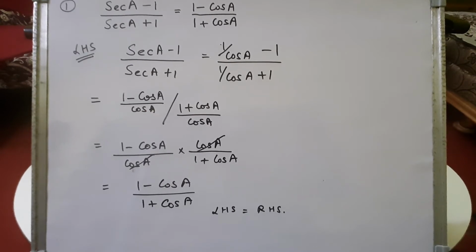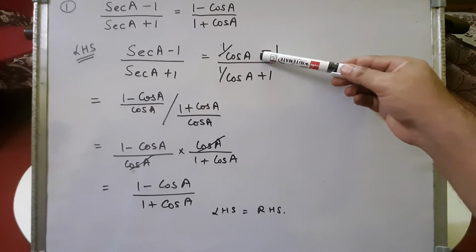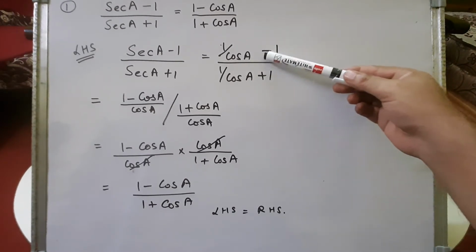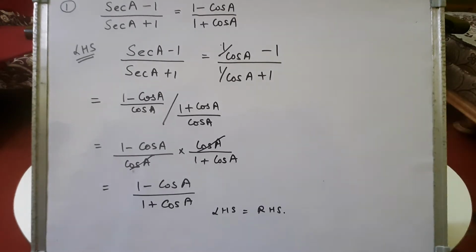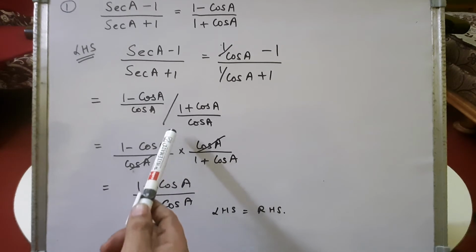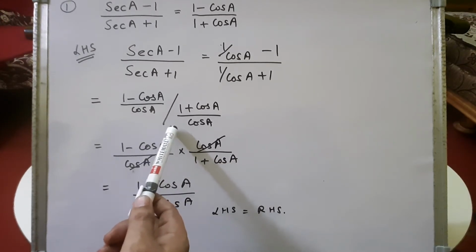We are taking the left hand side and solving it, and then the result that comes, we are trying to prove that it equals the right hand side. Now the left hand side is given as sec A minus 1 upon sec A plus 1. When we convert sec A into cos A, we can write sec A equals 1 upon cos A, so it becomes 1 upon cos A minus 1 over 1 upon cos A plus 1. So in the numerator, when we take the LCM, what will we get? 1 minus cos A upon cos A. And in the denominator, when we take the LCM, what will we get? 1 plus cos A upon cos A.